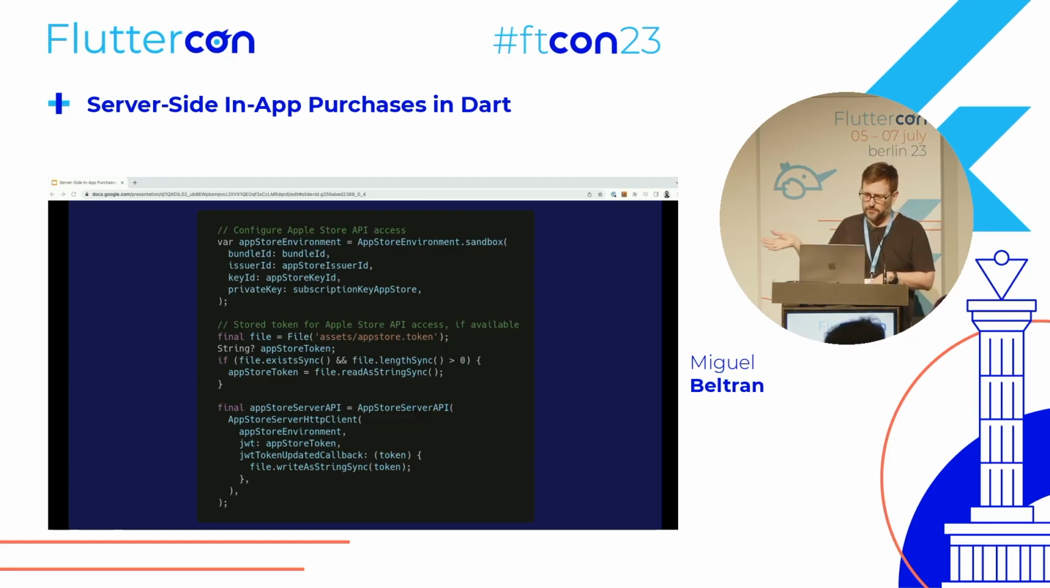This is an example of how it works. Essentially, you're going to get a callback with the data, you want to store it, and then you want to reload it next time, etc. But this already gives you the App Store Server API to access it.